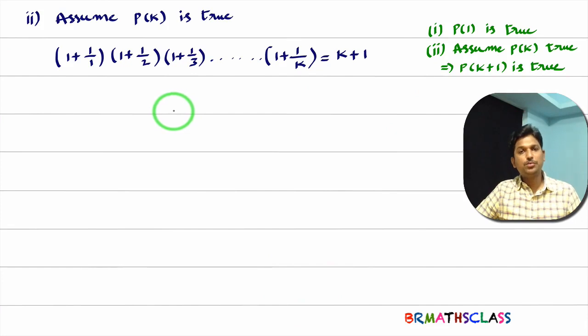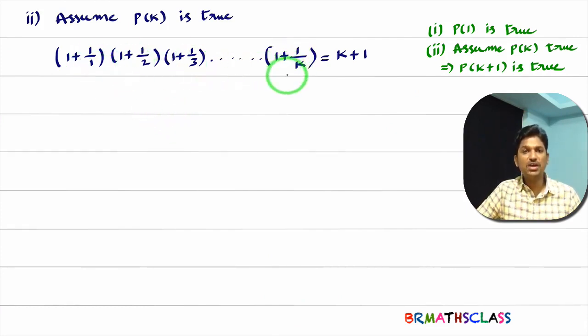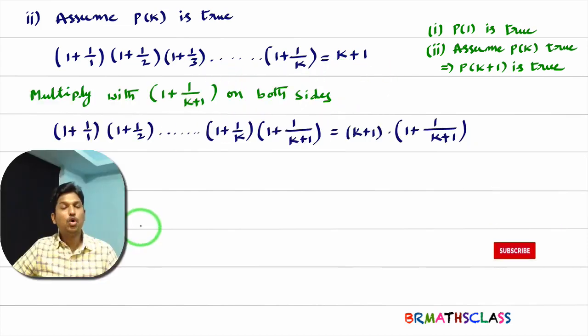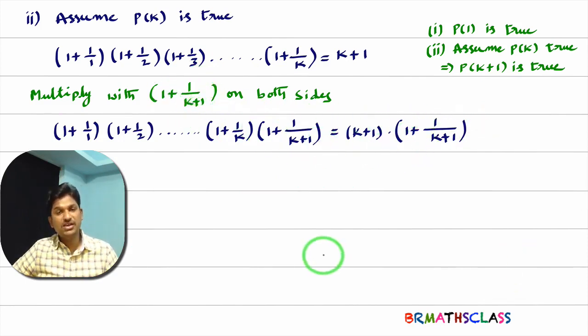In almost all the problems after this step, we add a term on both sides. But this problem is different. This is a multiplication of terms. So what I'll do is multiply with a term on both sides. What is that term? You see here, this is the kth term. In this term, wherever k is there you write k plus 1. That term, we need to multiply on both sides. Look here at what I did. I multiplied with 1 plus 1 divided by k plus 1 on both sides. What is our intention? We are trying to prove that P(k+1) is true.